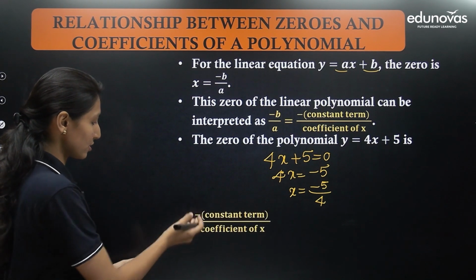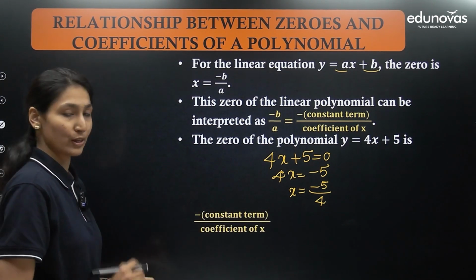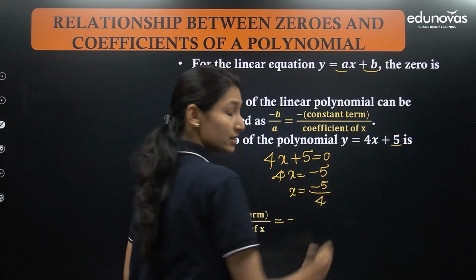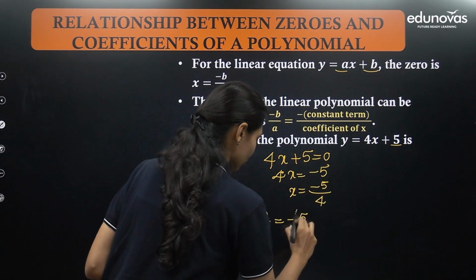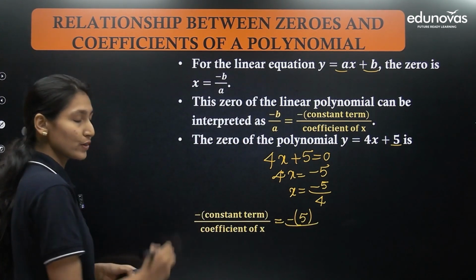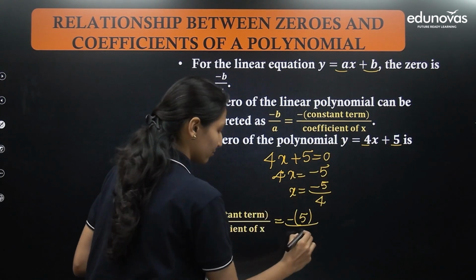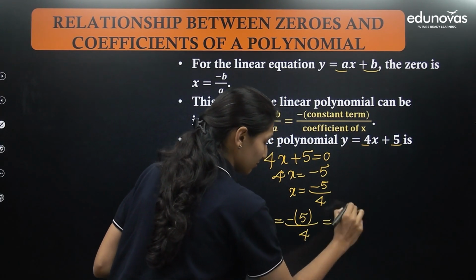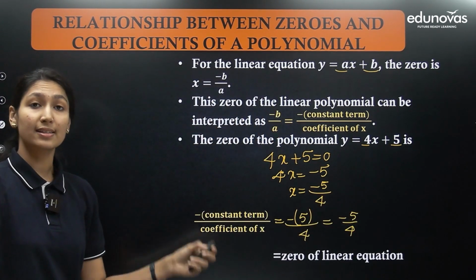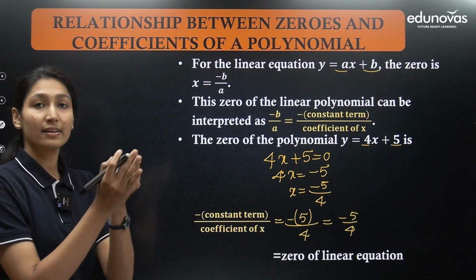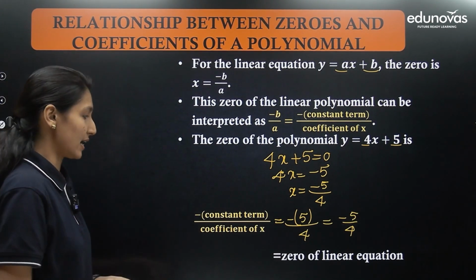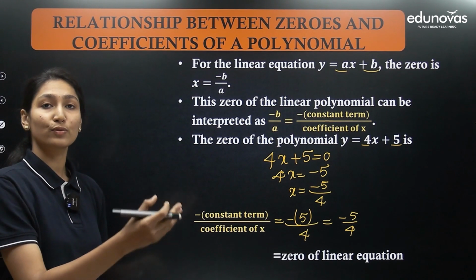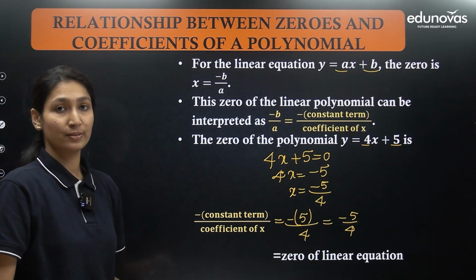Now let's verify the relation. What is the relation? It is minus the constant term over the coefficient of x. So minus, what is the constant term? It is 5. Minus 5 by, what is the coefficient of x? It is 4. So this ratio is minus 5 by 4. But what is minus 5 by 4? It is nothing but the zero of the linear polynomial. Therefore, we can say that the zero of a linear polynomial is nothing but the ratio of minus the constant term and the coefficient of x.